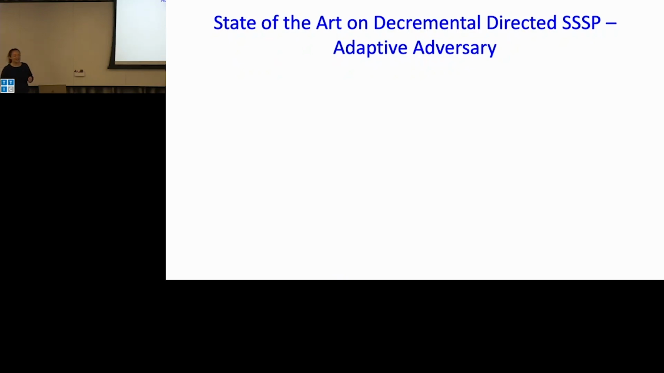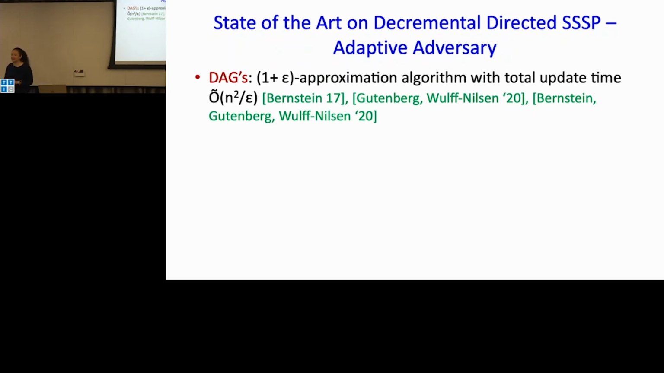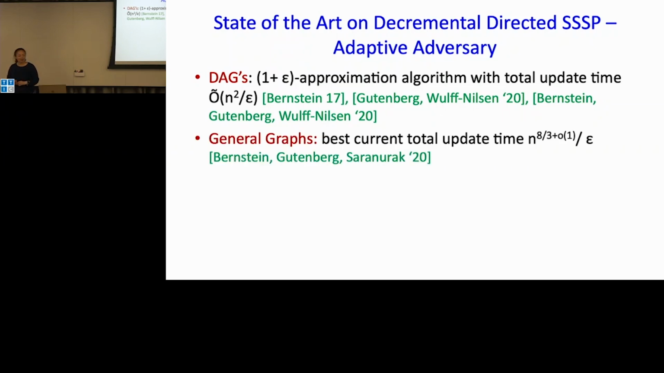Okay, so what is known? So first of all, if your graph is a DAG, directed acyclic graph, then there are reasonably good algorithms. You can get 1 plus epsilon approximation in total update time roughly n squared, which is okay. Not linear, but fine. But for general graphs, this is the best current total update time. And if we just take it and plug it into our algorithm, we are not going to get anything. We're not going to beat Hopcroft-Karp for any density.